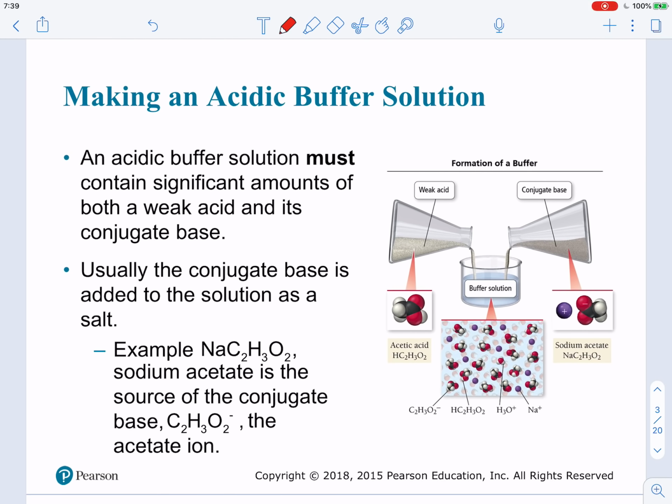So how do you make a buffer solution? Well, you have to mix. Usually you mix not equal amounts, but significant amounts of the weak acid and the conjugate base. What concentration you need of each one? Well, it depends on what pH you need. So by playing with those proportions between the acid and the conjugate base, or the base and the conjugate acid, you can select the pH at which you want to work.